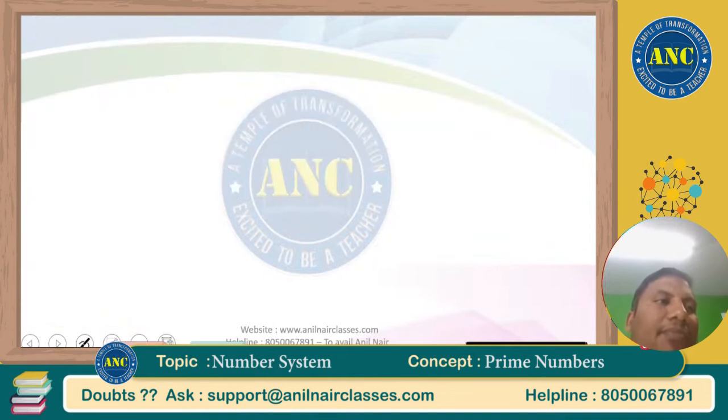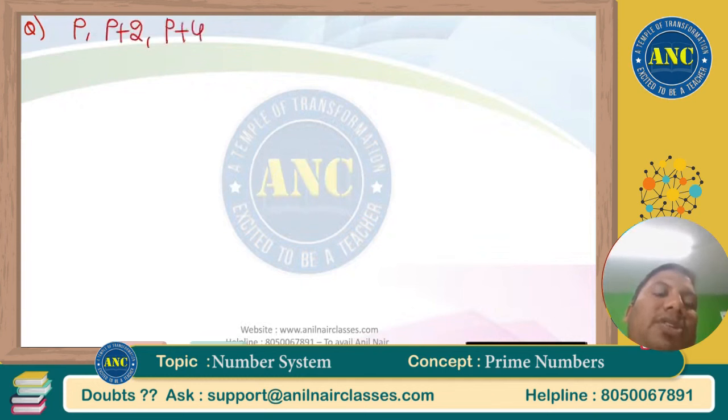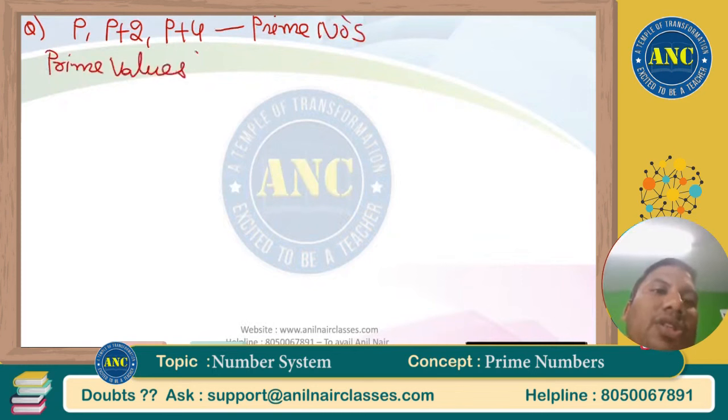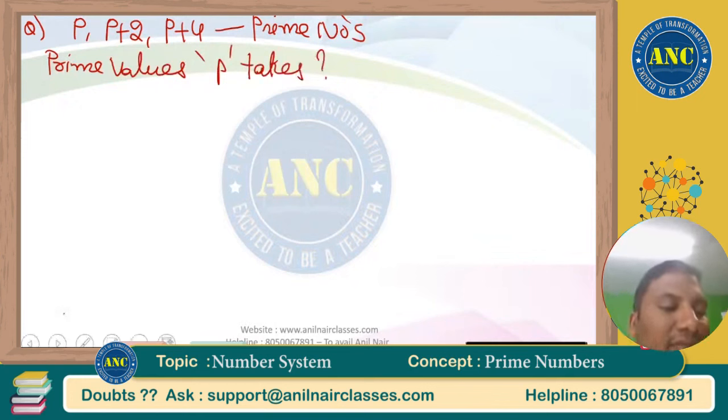First problem. Now see here. P, P plus 2, P plus 4 are prime numbers. How many prime values can P take? There is a triplet P, P plus 2, P plus 4. This triplet is a prime number triplet. How many prime values can P take?